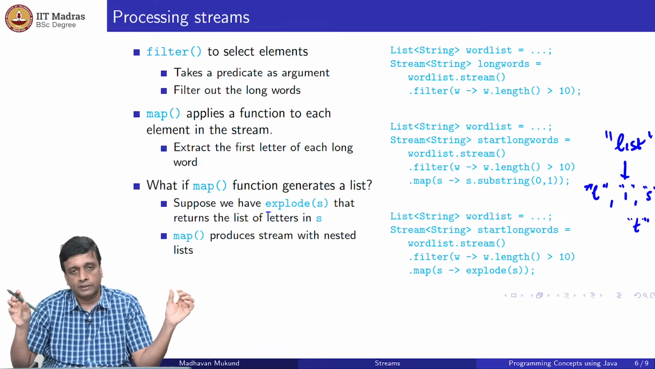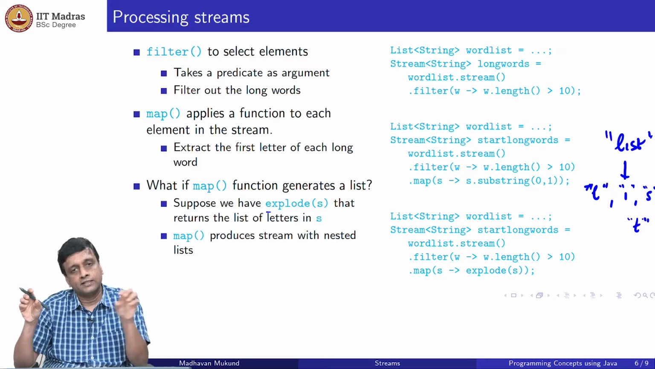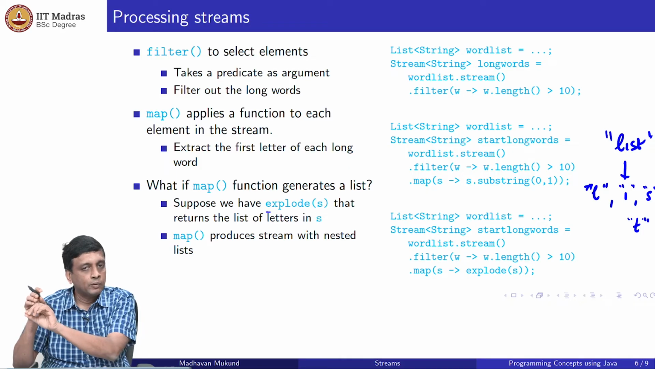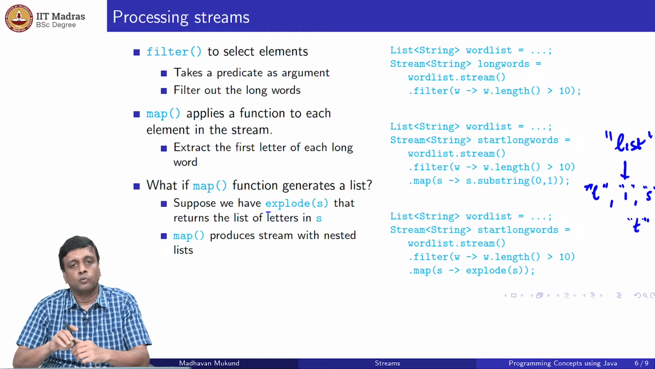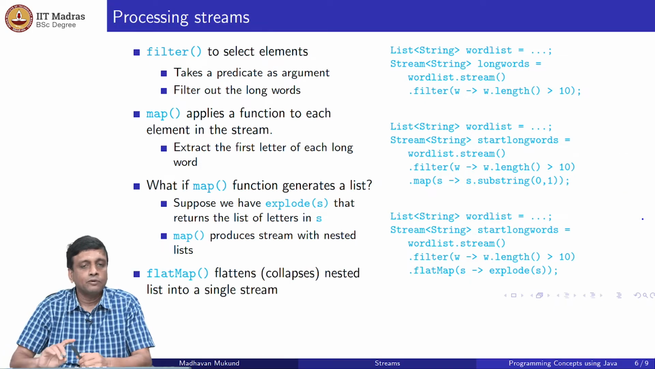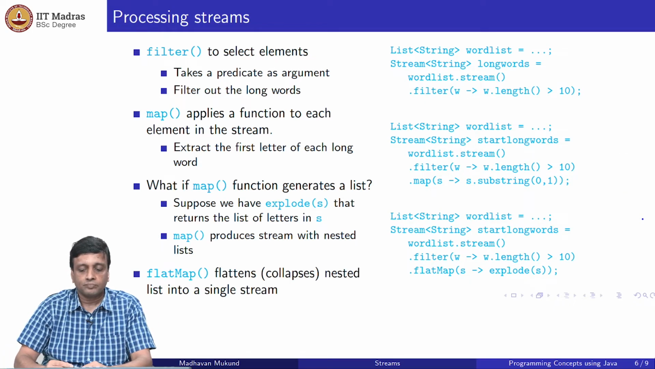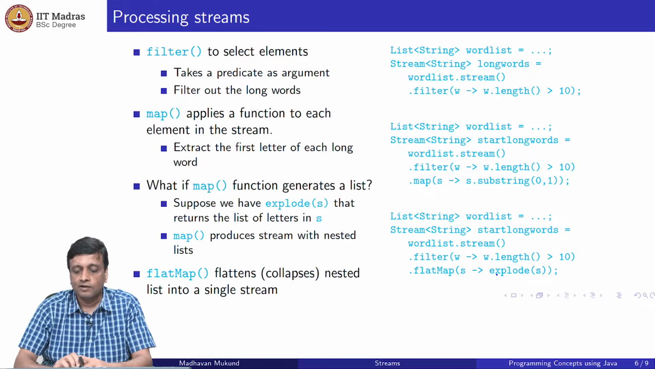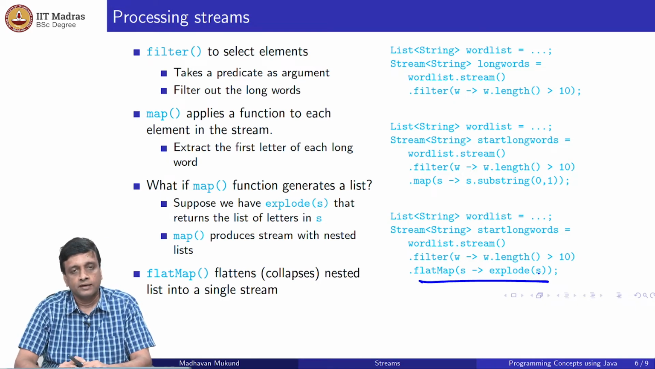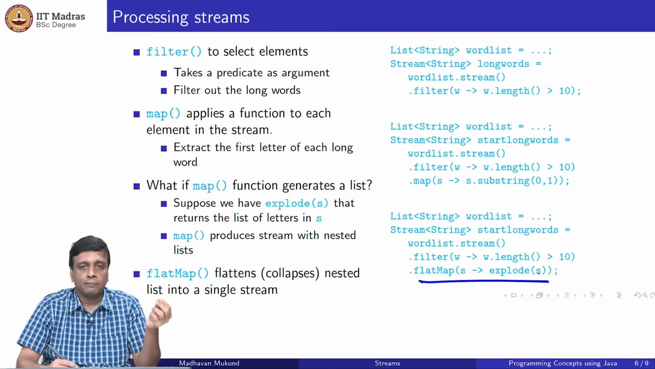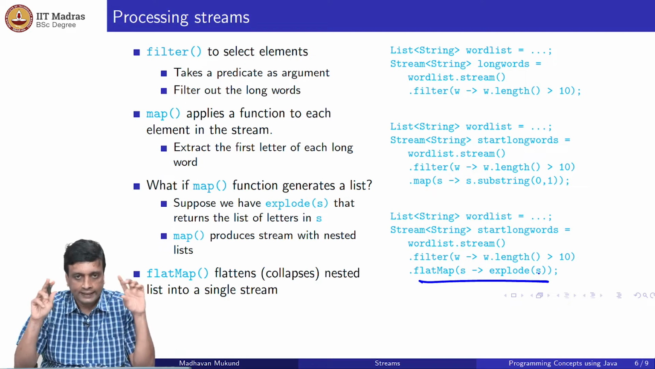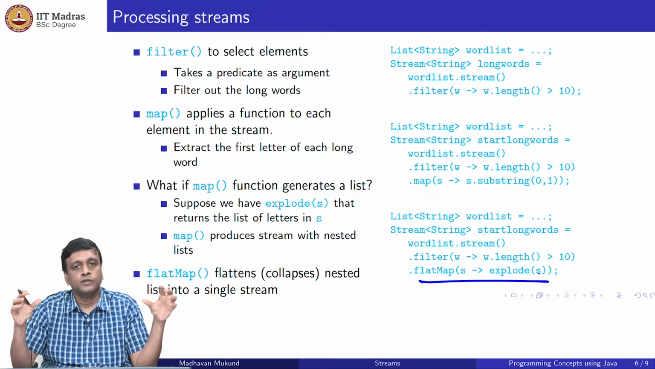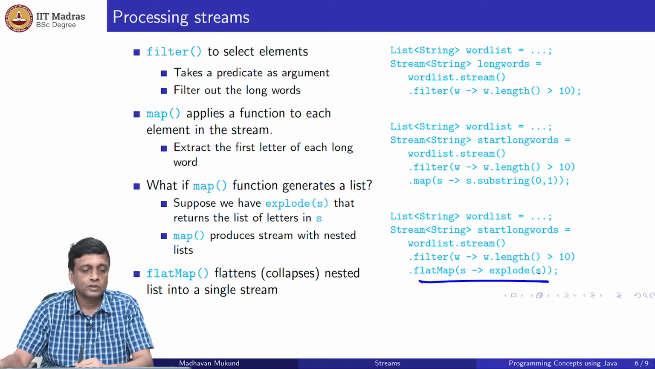So very often we don't want a stream of lists. We want to think of this whole thing as just one stream. I have replaced every word by its constituent letters, and now I want a sequence of all the letters across all the long words. For this I can do a variation of map called flat map. Earlier I had said map each string to explode of S. Now I am saying flat map each string to explode of S. All this says is that the output of this map is going to have one extra level of brackets, if you want to think of it that way, and flat map dissolves those brackets. It collapses a list of lists into a list, or a stream of lists into a single stream. So that's what flat map does.